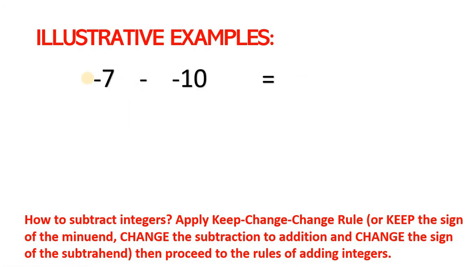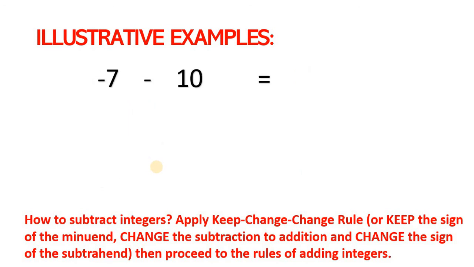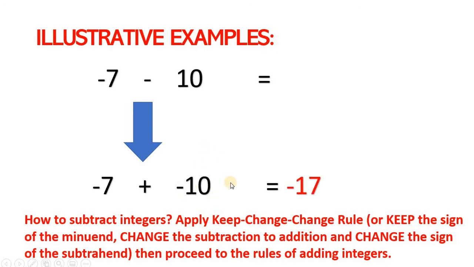Next, negative 7 minus negative 10. So, using KCC rule, ayan siya. Diba? Then, proceed to the rules of adding integers. The answer for this is positive 3. Next, negative 7 minus 10. Again, gamitin natin ang KCC rule. Ayan. Magiging negative 7 plus negative 10. The answer is negative 17.